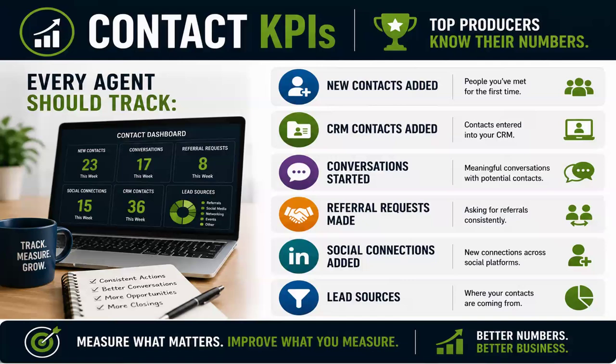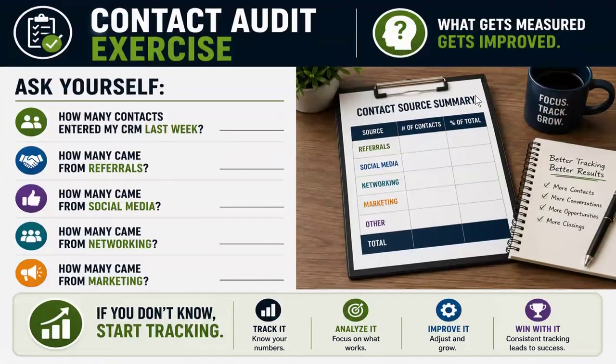You have to measure what matters, improve what you measure. If you measure stuff, you are accountable to that, and you can reflect on that and change what's going wrong and throw fuel on the fire of what's going right, then better numbers equal a better business. And this is really what you guys want to concentrate on. Contact audit exercise. How many contacts did I enter my CRM last week? If it's zero, that doesn't mean that your whole business is blown up. It's just a red flag leading indicator that you continue down that path, you're not going to have a business.